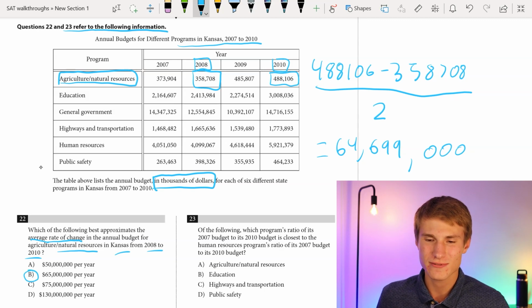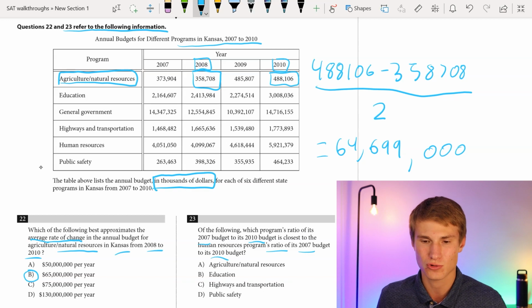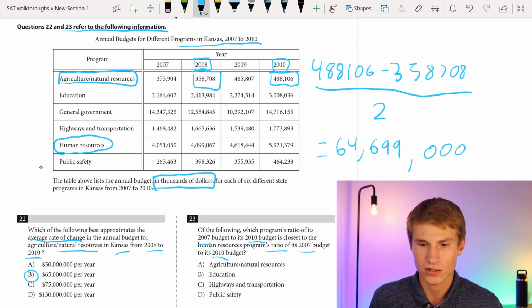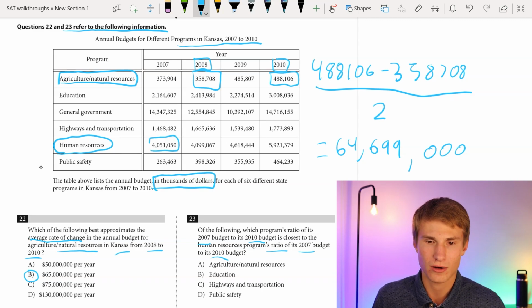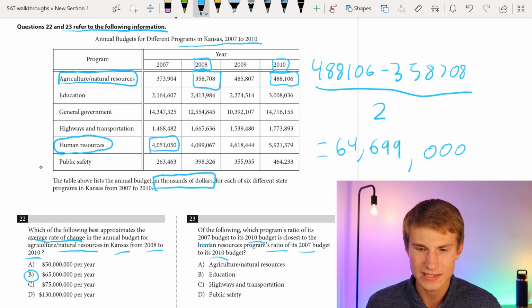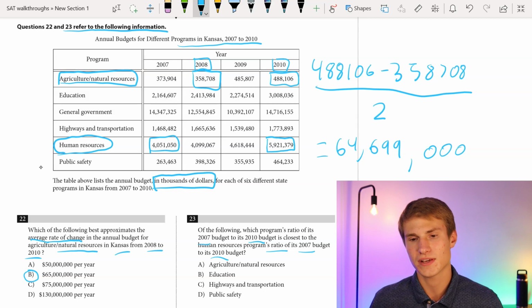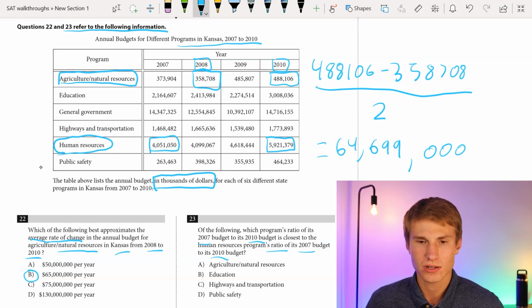All right, moving on to number 23. Of the following, which program's ratio of its 2007 budget to its 2010 budget is closest to the human resource program's ratio of its 2007 budget to its 2010 budget? Well, let's go ahead and take a look at the human resources ratio. Okay, we see that we've got, first up, our 2007 budget of about 4 million there. Keep in mind it's in tens of thousands, so it'd be 4 billion. And then we take a look at 2010, okay, and we've got that right around 6 million, which since it's in thousands of dollars, would be 6 billion. So we see that we increased there by about 50%. So we're going to look for another category where we increased by about 50% from 2007 to 2010.